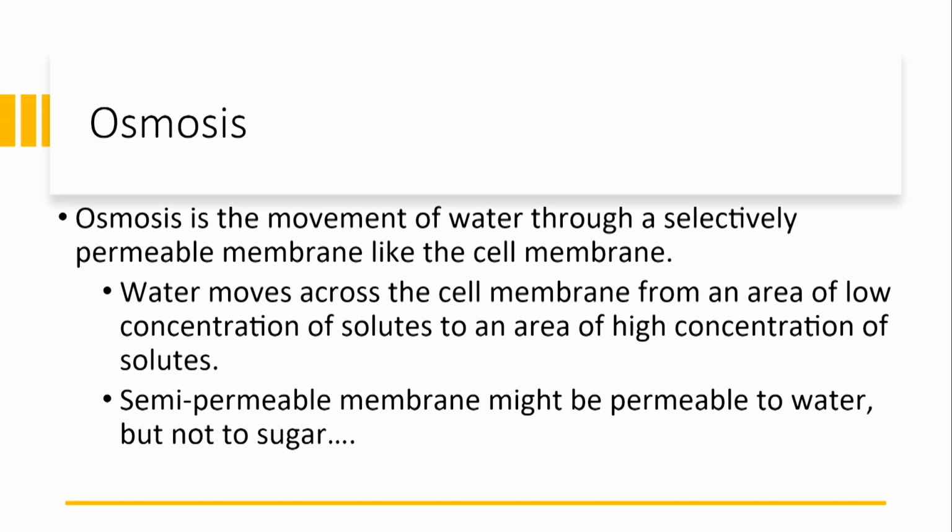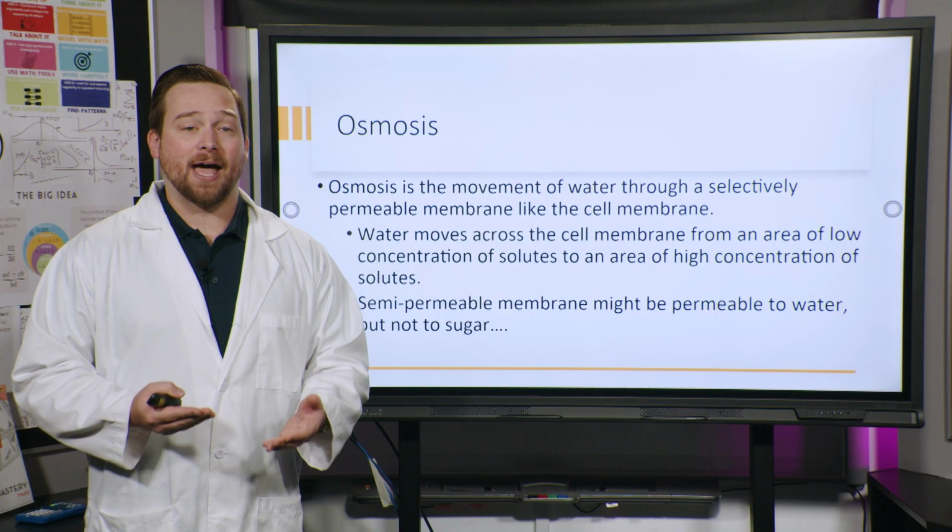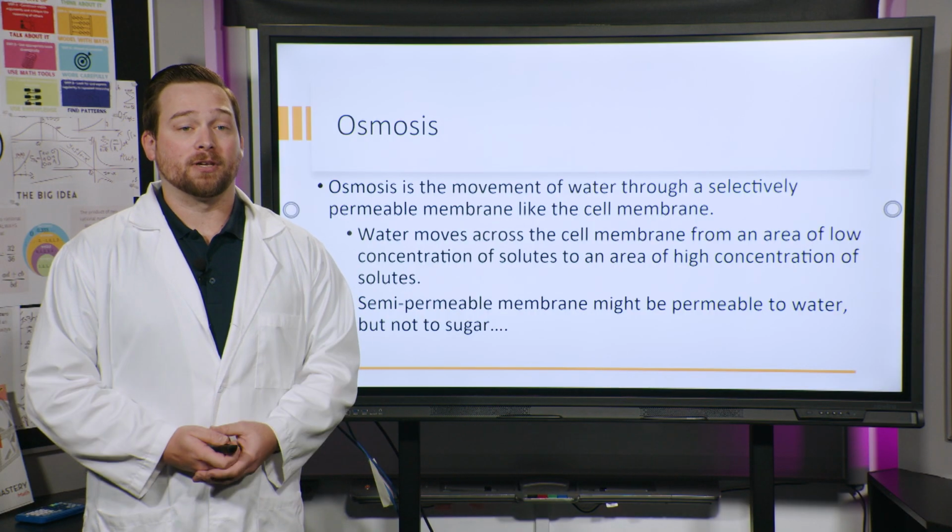Okay, so what happens is that water moves across a cell membrane from an area of low concentration of solutes to an area of high concentration of solutes. We want to balance out how much water the solutes have. So if there's a lot of solutes and only a little bit of water, the water's going to rush into that area to kind of even it out. Okay, remember membranes are semi-permeable, so sometimes water can move through them, but sugar can't. And so in that situation, we would use this process of osmosis to kind of balance out the solutes and the water in a given solution.